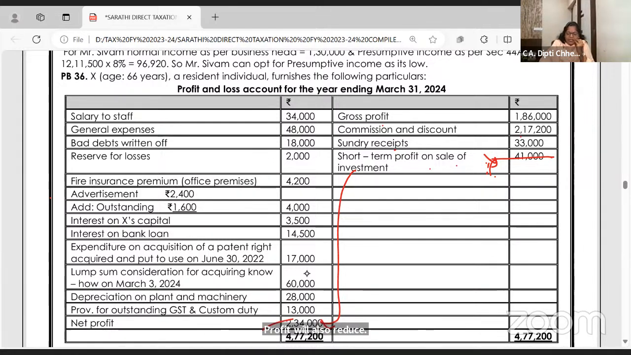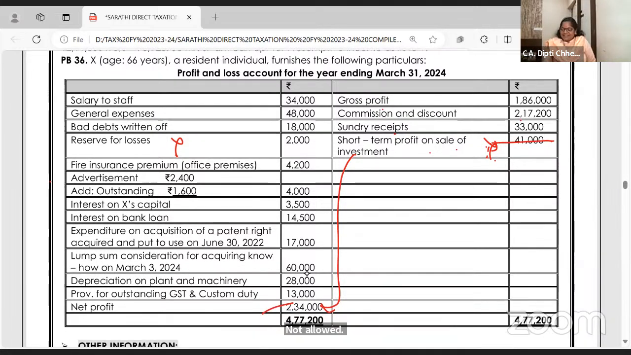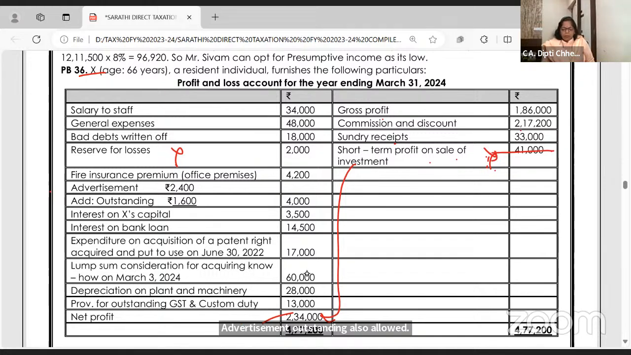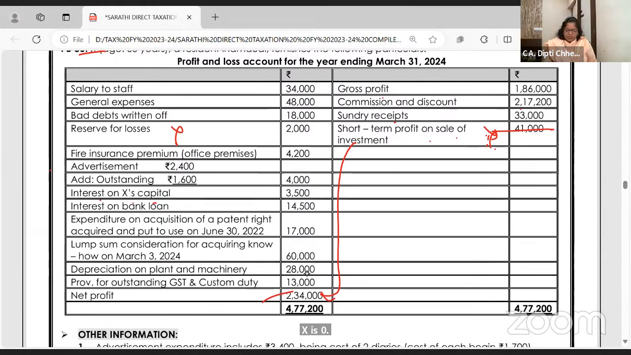Salary to staff, general expense, bad debt, actual bad debt is allowed. Let us see reserves. Can you just reserve, if there is a loss in future, let's make a reserve? No, not allowed. Fire insurance, yes, allowed. Advertisement outstanding also allowed. X is a proprietorship concern, so interest on X capital: you can't pay interest to yourself. You can definitely pay interest on the loans you have taken from outside, but you can't pay interest to yourself. Okay? Right?